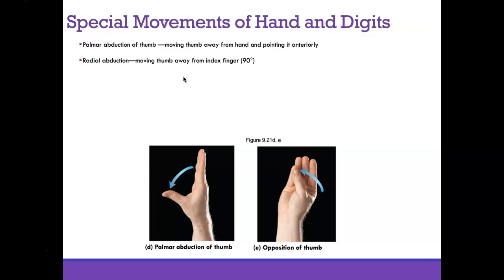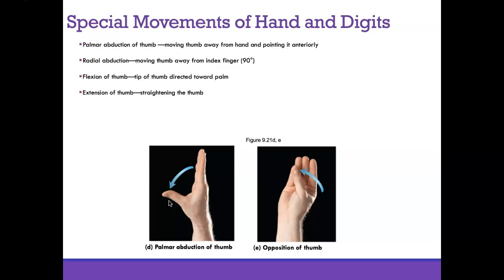Okay, so we still have more. I thought that was the end of it. These are less common. The palmar abduction of the thumb is when you move your thumb away from your hand to point it outward, like to point it forward. So when you move your thumb forward, away from the hand, you're abducting the thumb. When you move your thumb away from your index finger, that's called radial abduction. You're not going to be tested on these specific ones.